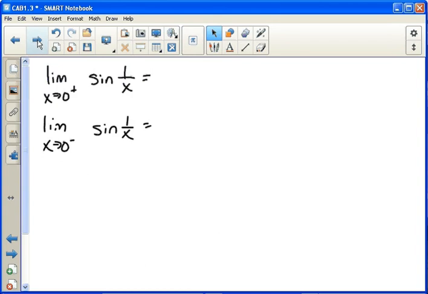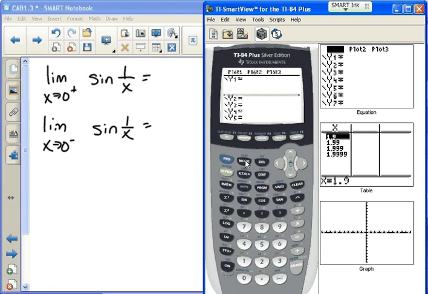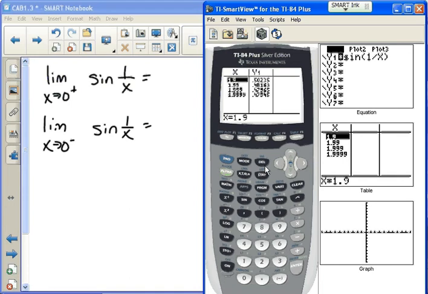Okay, now this is another one I want us to look at. Sine of 1 over x. Make sure your calculator is in radian mode. This one is. So we'll do sine of 1 over x, where the 1 over x is inside the sine. Now we want to first do the limit as we approach 0 from the right-hand side. So 0.1, 0.01, 0.001, 0.0001.